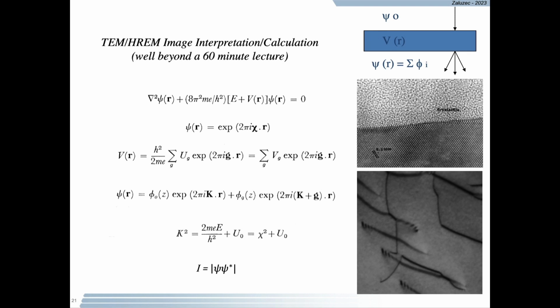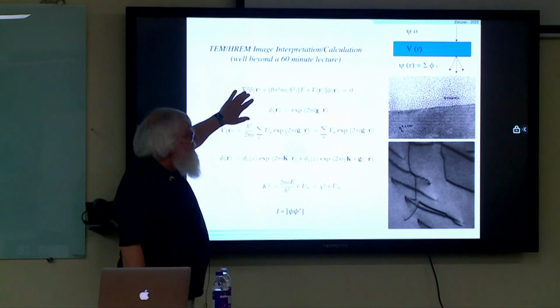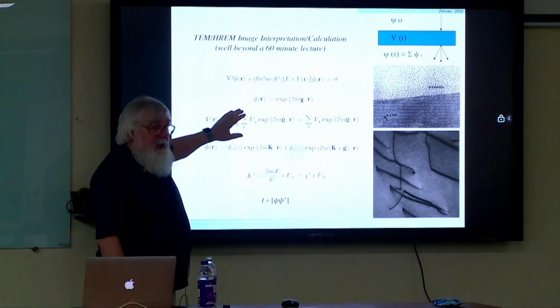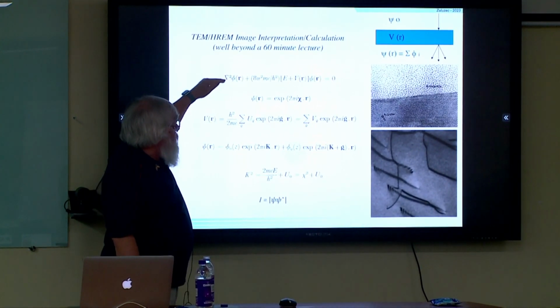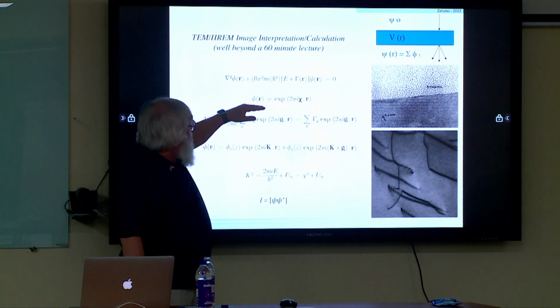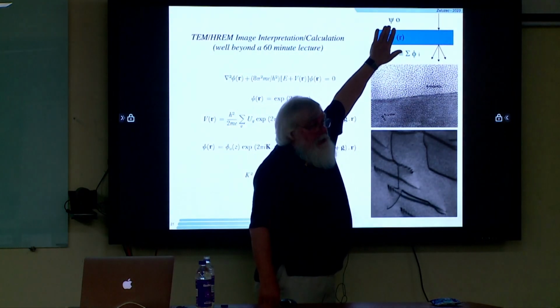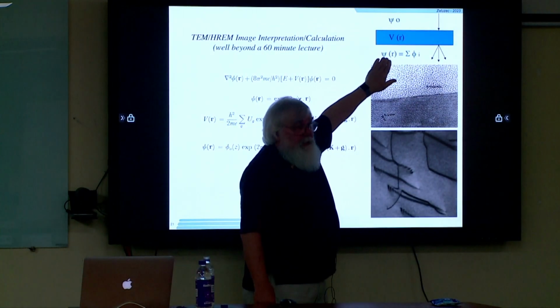I'm not going to talk about the mathematics of this. I'll leave that to Hamish. But the interpretation of image contrast really can be done. It's more than a 60-minute lecture just on that. But basically, we take the Schrodinger equation. We talk about what the material is made of. We know we've got a wave function coming in. We want to analyze the wave function coming out.